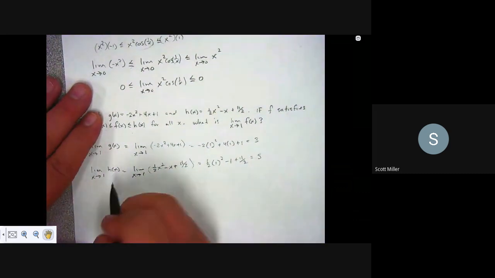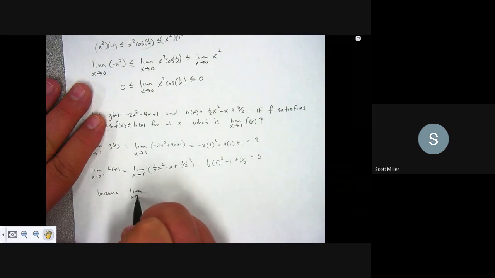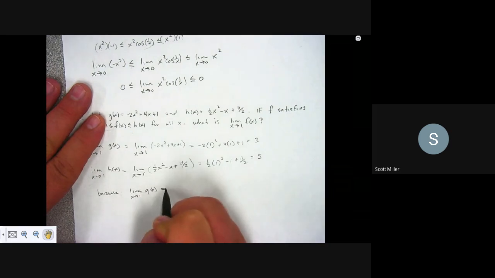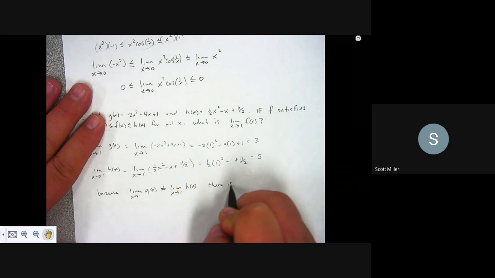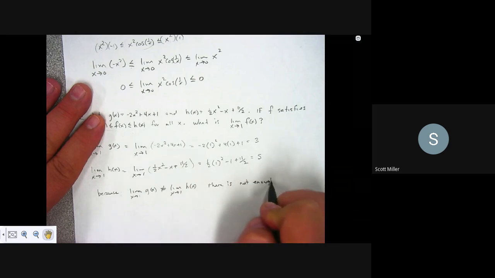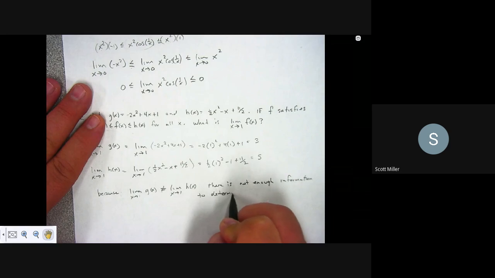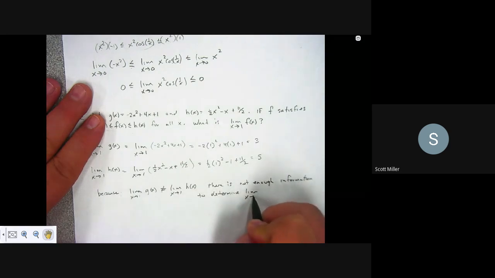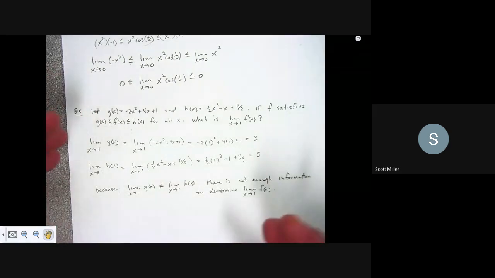Okay? So then you can say, this is how you would write it. Because the limit as x approaches 1 of g of x does not equal the limit as x approaches 1 of h of x, there is not enough information to determine the limit as x approaches 1 of f of x at this time. Okay? That does not mean I can't find the limit of this thing. I just can't find the limit using the techniques that I have given you at this time.